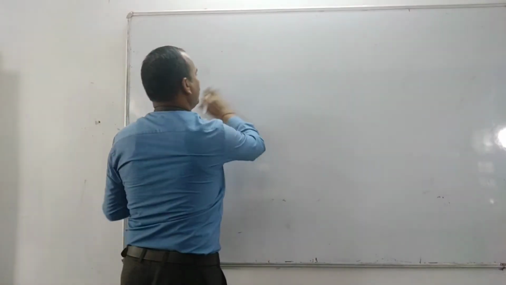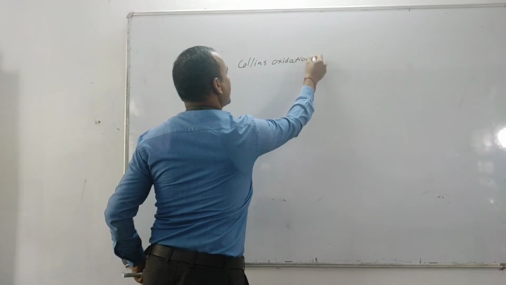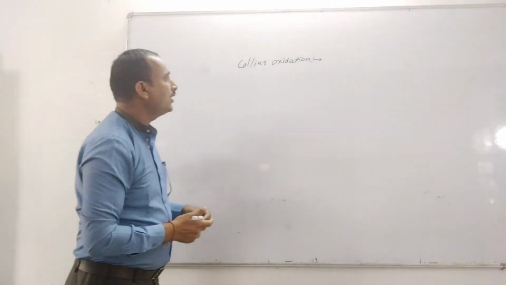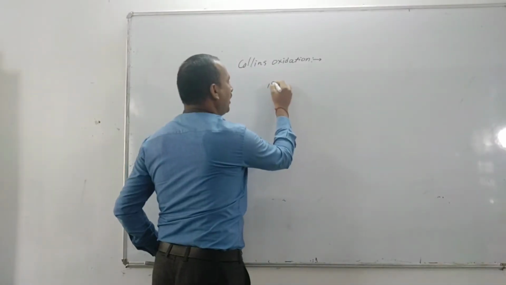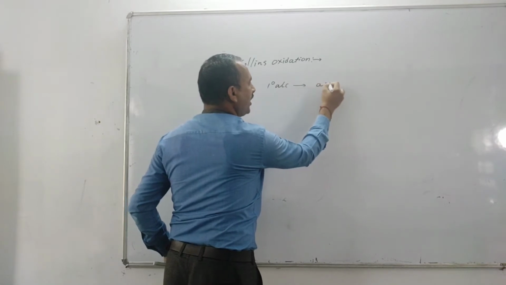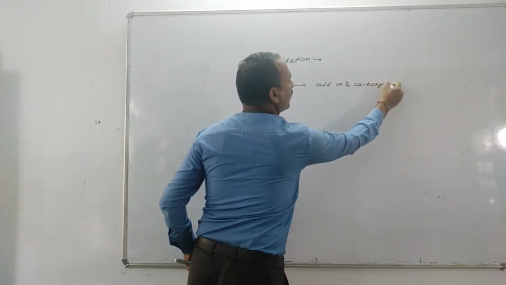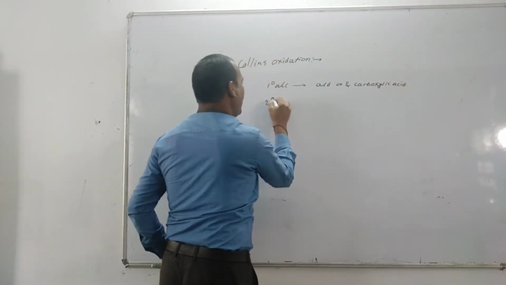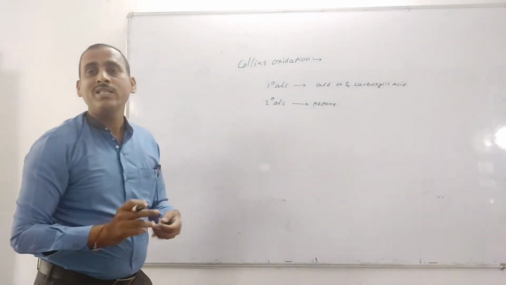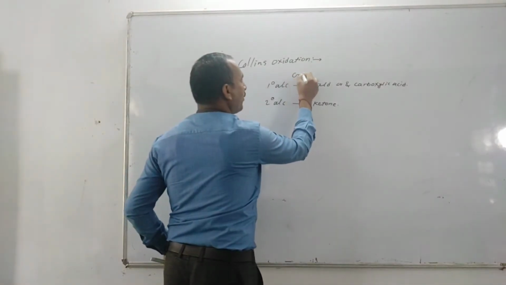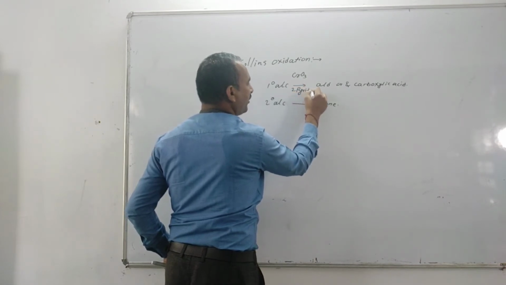Collins oxidation. Now in Collins oxidation, again the primary alcohol is oxidized to aldehyde or a carboxylic acid, and secondary alcohol is oxidized to ketone. Now the oxidizing agent for this reaction is chromium trioxide and 2 equivalents of pyridine.